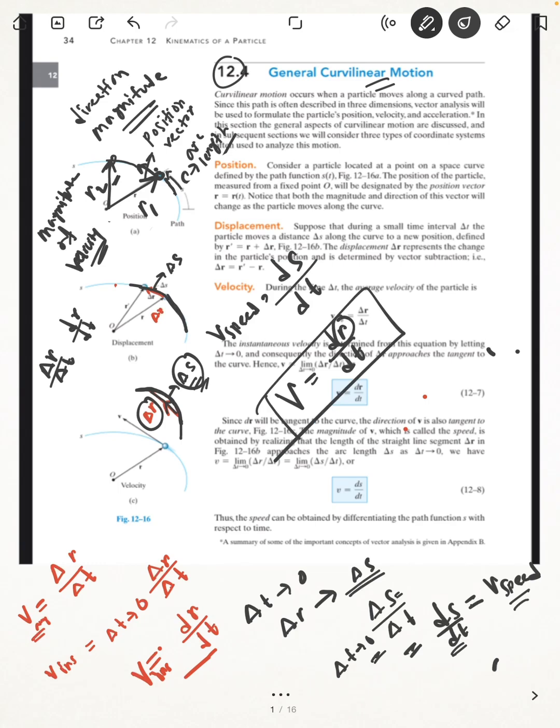So here, the change of displacement, basically the change of position, is dr. This is the change of arc length, which is basically the arc length that the particle travels along the curve. So that is basically our discussion on the position, velocity and displacement.